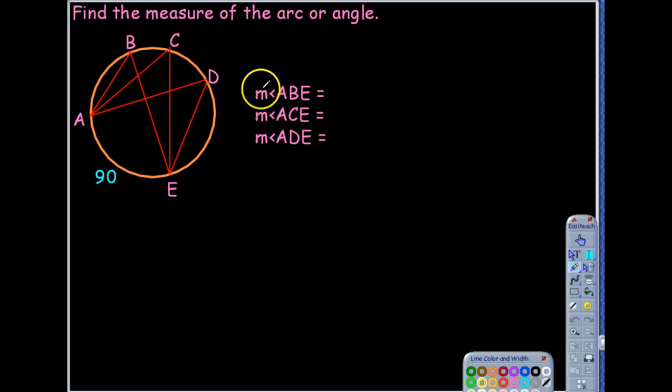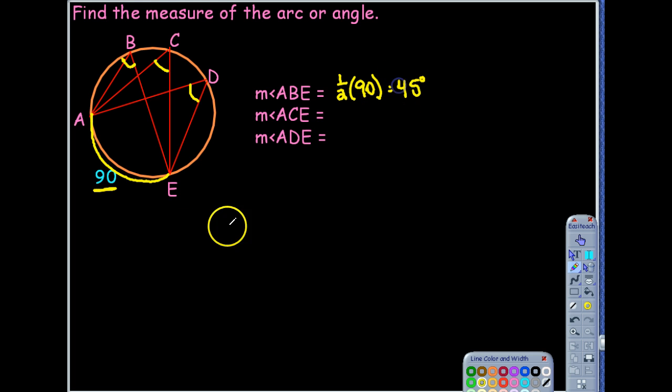Okay. The next one says, find the measure of the arc or the angle. Notice that what we're finding is 3 angles. If you take a look here, what is the measure of 90 representing? That's the measure of arc AE, and we know that because it's right in the middle of it. Now, look at all the angles they're asking about: angle ABE, angle ACE, and angle ADE. I'm going to start with angle ABE. I notice that that's an inscribed angle again, and I know that an inscribed angle is half of its intercepted arc. Since that's 90, half of that gets you 45. That's angle ABE.